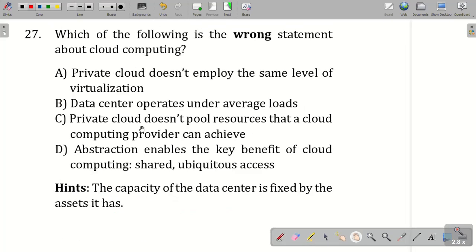Which of the following is the wrong statement about cloud computing? Private cloud doesn't imply the same level of virtualization. Data center operates under average loads, correct. Private cloud doesn't pool resources that a cloud computing provider can achieve. It is also correct. Abstraction enables the key benefits of cloud computing, shared ubiquitous access. These three are correct, so the wrong statement is A. So the correct answer is A.